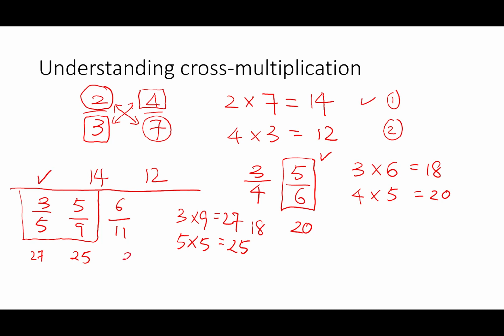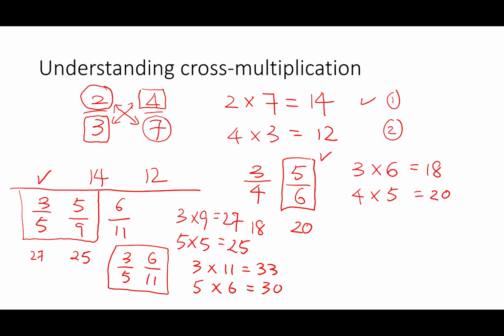Then next you can compare 3 over 5 and 6 over 11. Compare these two together. The steps to do that is to get 3 multiplied by 11, you get 33, and 5 multiplied by 6, you get 30. So 33 and 30. So now, among the 3 fractions, 3 over 5 is the largest of the 3. So that's the steps for cross multiplication used to compare fractions.